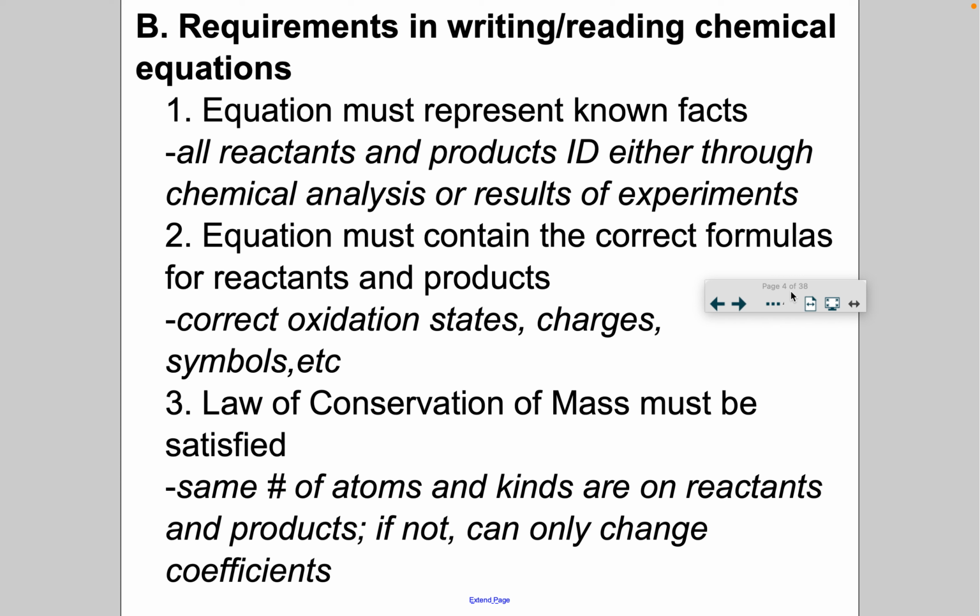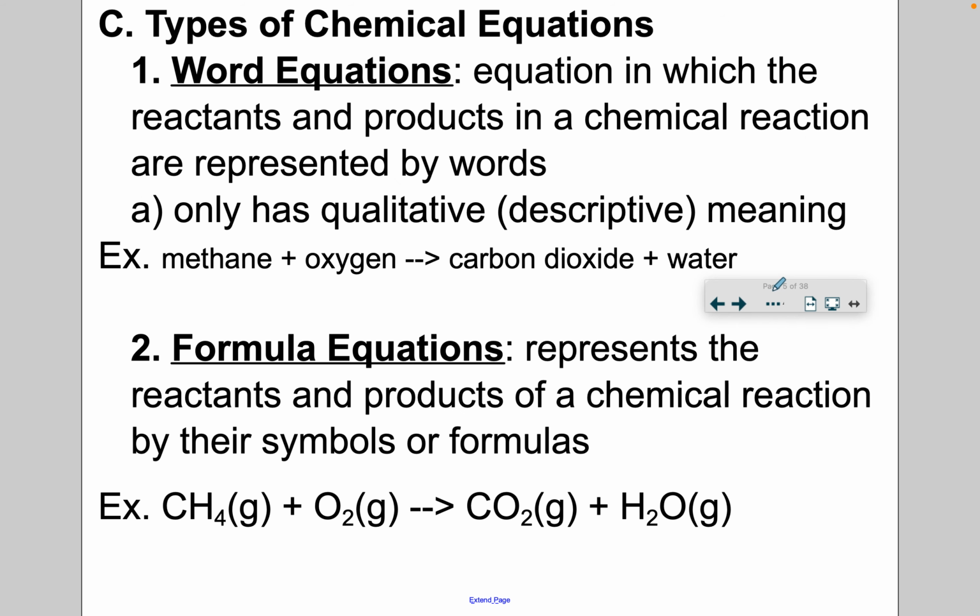And the only thing you can really manipulate or change are the coefficients, the numbers in front of the elements or compounds that you are dealing with. So there are types of chemical equations, and we are going to focus in on two of them: word equations versus formula equations. So word equations just means that it's represented by words. It has a qualitative or descriptive meaning. So you can take methane and you add oxygen to it, and it produces carbon dioxide and water.